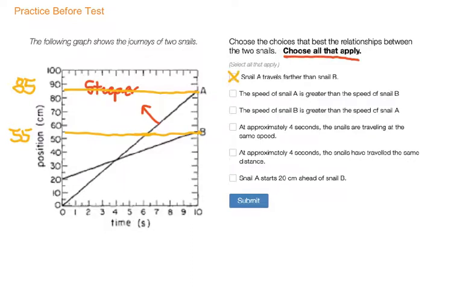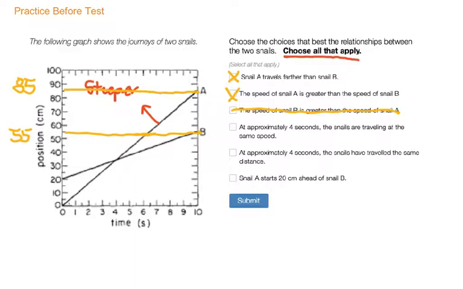The next one says the speed of snail A is greater. Remember what I said, the steeper line means faster. Snail A has a steeper line, so most definitely that works. Because snail A's speed is greater, we can cross that one out.